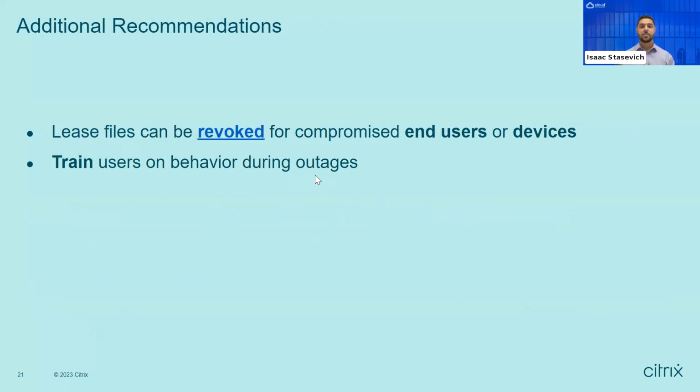A couple other things I mentioned earlier, these lease files can be revoked if you find out an end user or a device is compromised. And last, we talked about what the user experience is going to be. We want to make sure our end users continue to be productive during these outage scenarios. So make sure that they know that they will have to type in their username and password, and that they can continue to do their work if they do that during those outages.